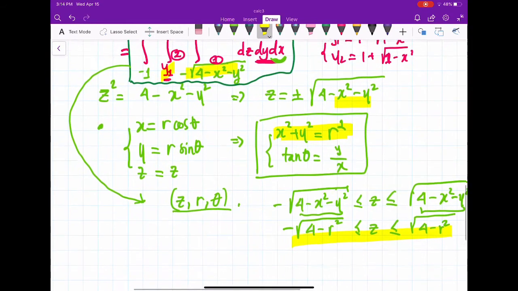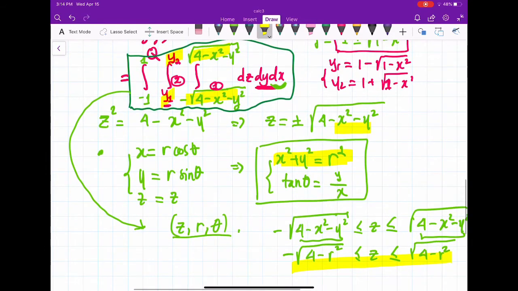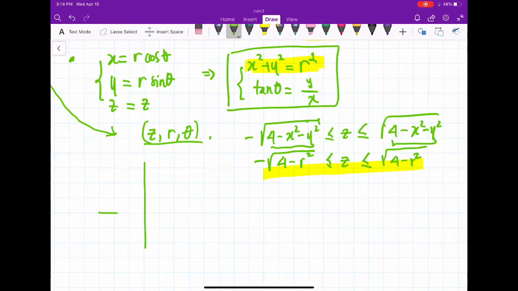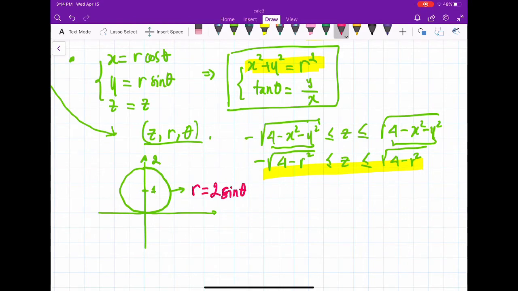Next, we need to determine the interval of r, right? They give us some circle, right? Center at 1, radius equal to 1. And this circle is r equal to 2 sine of theta. So from here you can see actually r will go from where to where? Go from 0 to 2 sine of theta. Because our point cannot go out of the circle, right?